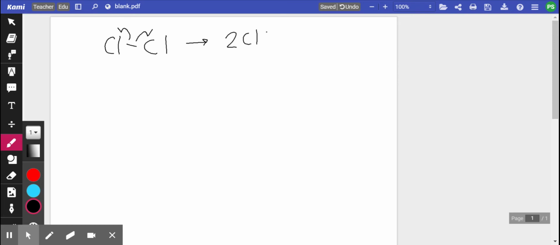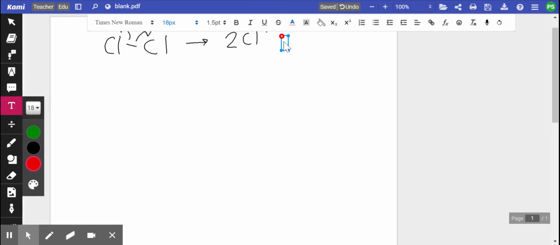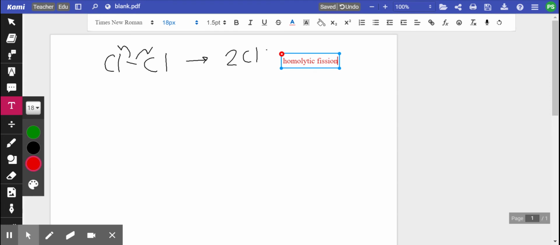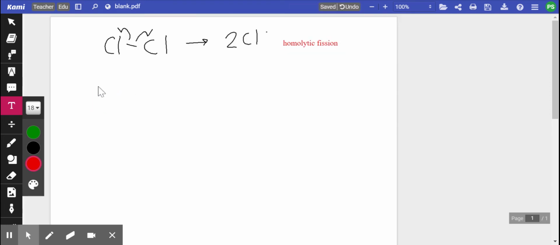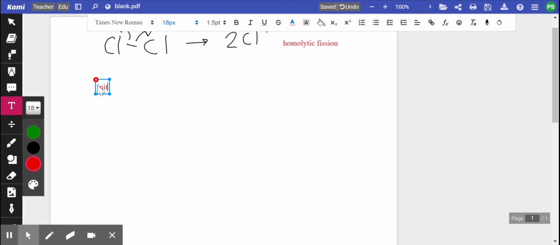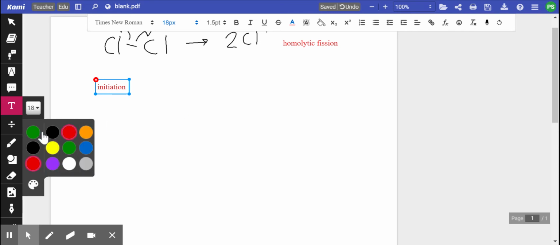So a radical is a species with an unpaired electron. So this dot here that we see. So this is called homolytic fission. Now in IB you need to know the 3 steps of these mechanisms. So the first step is called initiation. And these steps are the steps that start from a non-radical species and create a radical species.